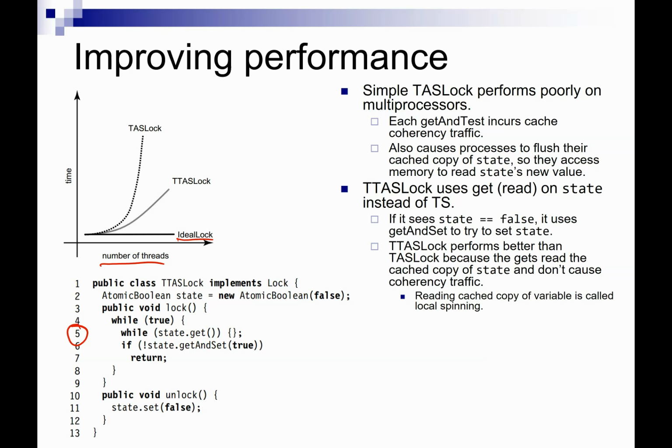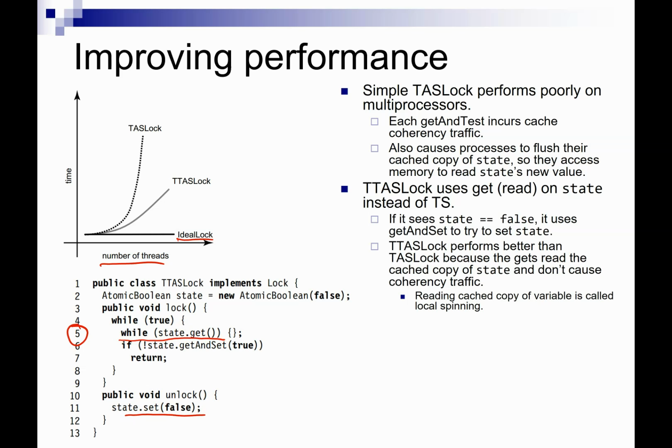So this algorithm is basically reading the state. Is it true or not? If it's true, I wait. Now, eventually, whoever is in the critical section is going to unlock. He's going to set state to be false. At that point, the cache coherency hardware is going to inform the waiting processes that state is now false. So when I do the get, I'm going to read false.